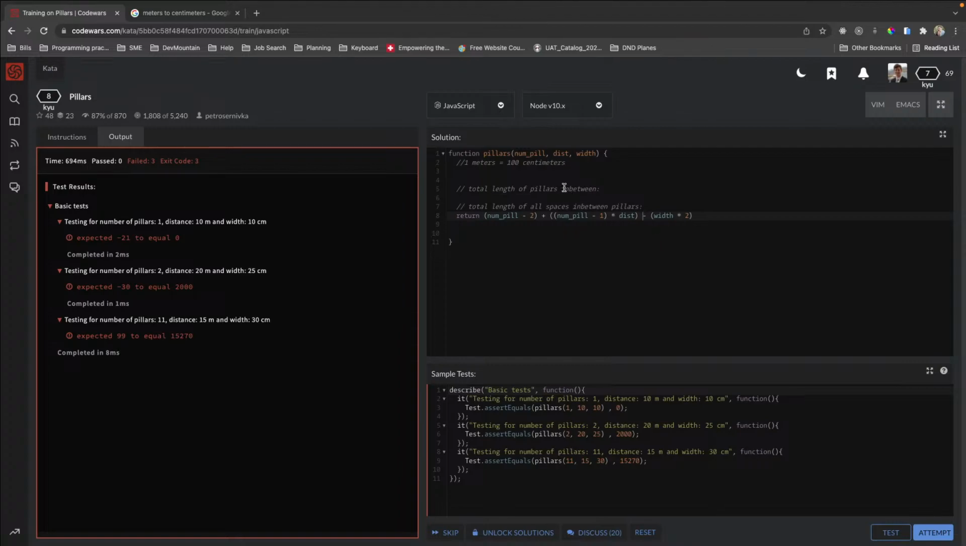We're missing total length of pillars in between. Wait, what? What is that saying? Total length of all the spaces in between the pillars. Total length of pillars in between.